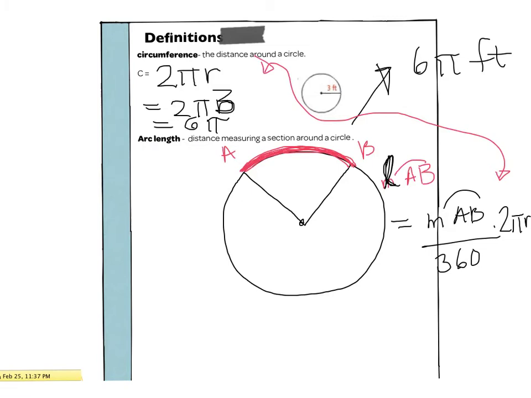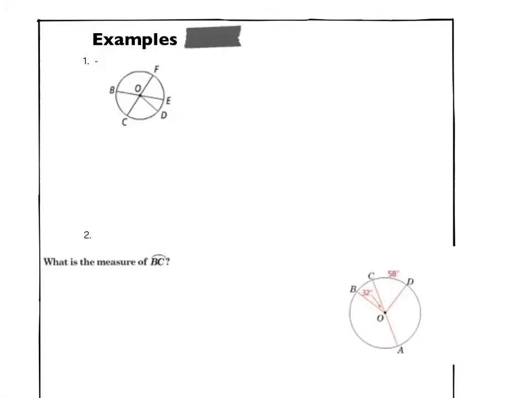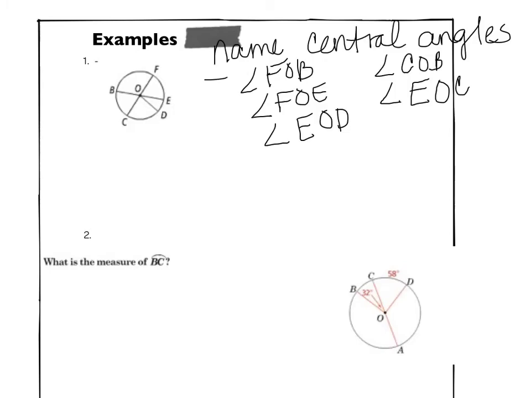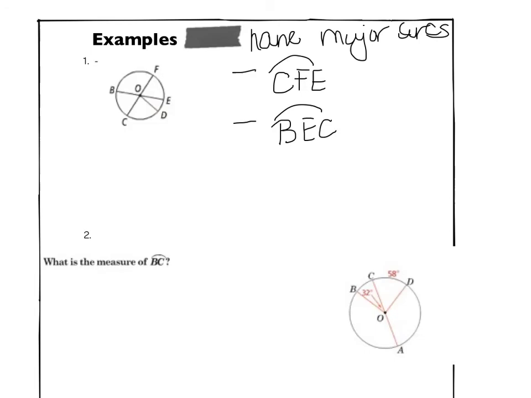So let's try these. All right, so here's question number 1. And question number 1 says, name the central angles. Okay, so the central angles are going to be angle FOB, angle FOE, angle COB, angle EOC, angle EOD, and there are several more, but those are just a few of them. Let's also try and name some of our major arcs and minor arcs. So let's start with the major arcs.